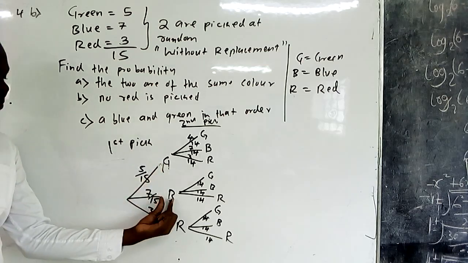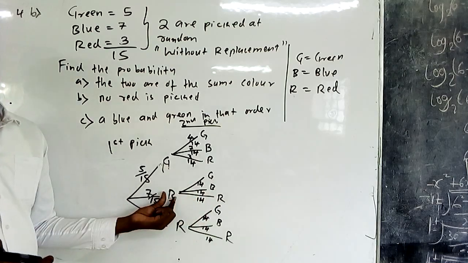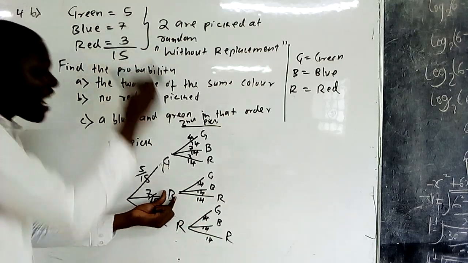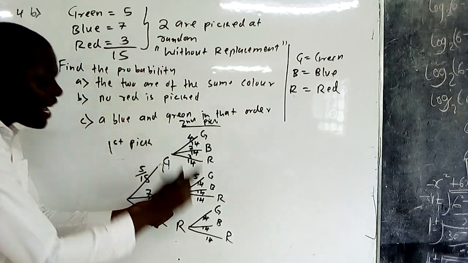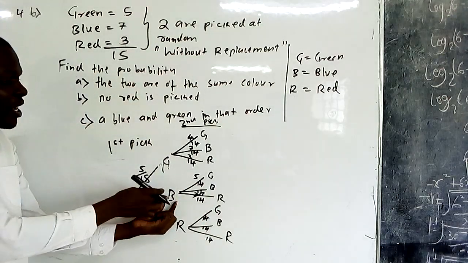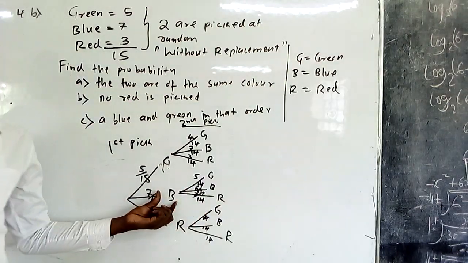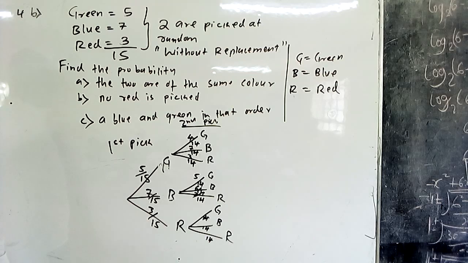Then you come here. If the first pick was blue, it means green and red have remained the way they were. Green are 5 and red are 3. Blue, you picked one in the first pick, meaning only 6 blue are remaining out of the 14. Are you seeing? Are we together?